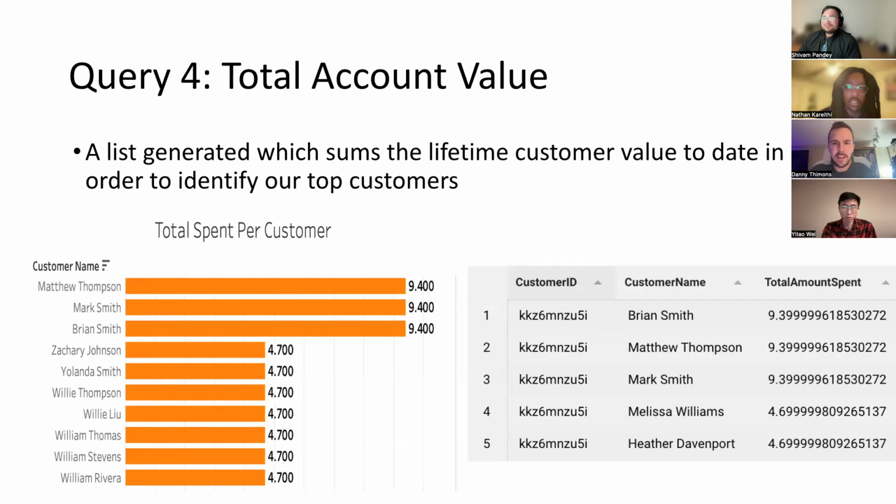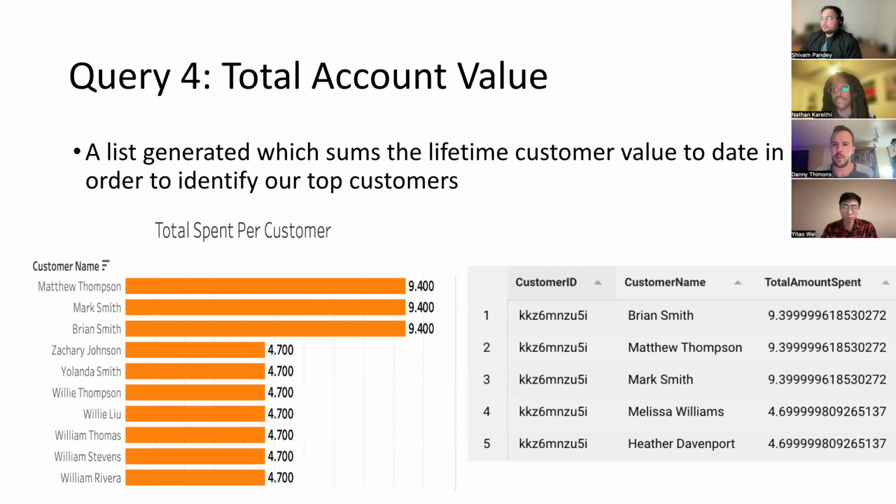Thanks, Nathan. So yeah, I'm going to go ahead and talk through our last query here, which is total account value. What total account value does is look at the entire customer base, every order that they have made throughout their account history with us. It sums it all up and then basically tells us what this person has been worth to us, from a dollars and cents standpoint, since signing up with us.